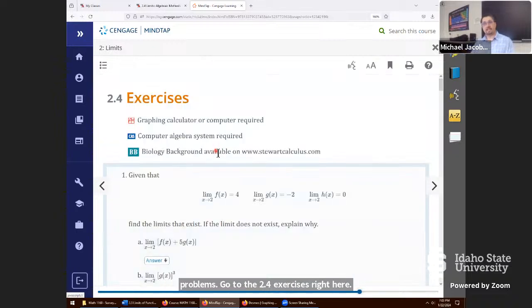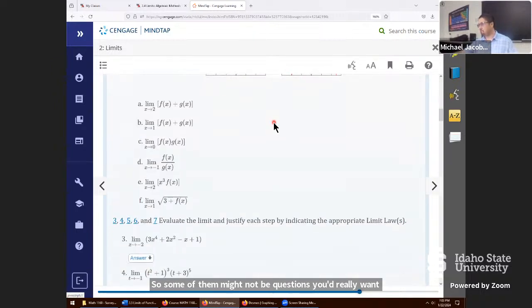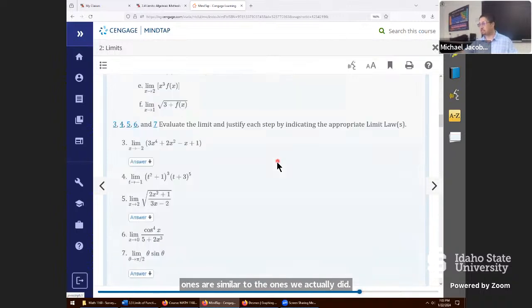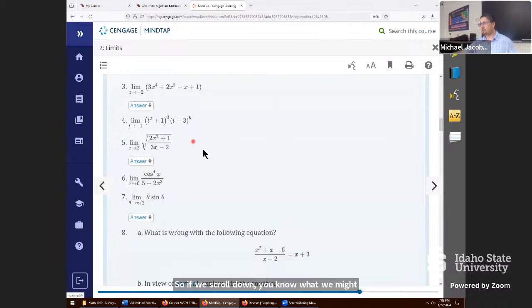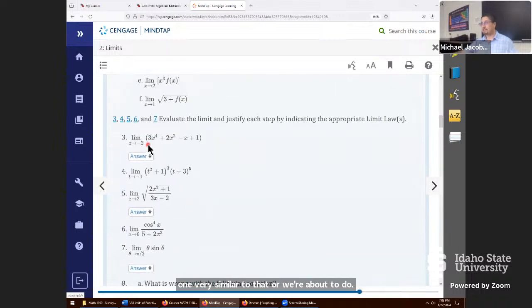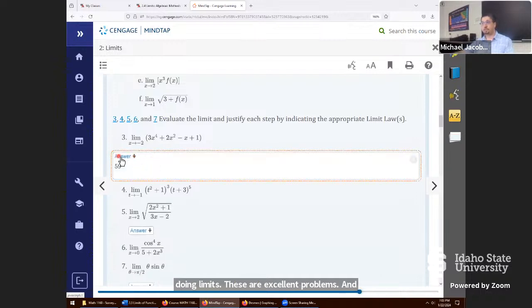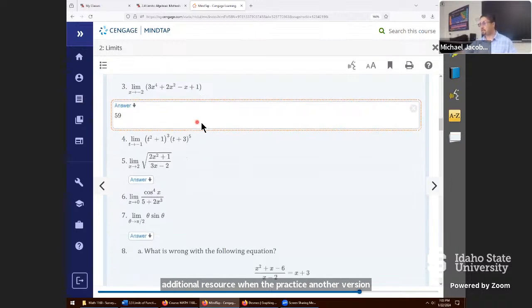Because it's an online text, this is actually a pretty great resource for studying additional problems. It's all of the problems in the text, so some of them might not be questions you'd really want to look at, but you'll be able to identify which ones are similar to the ones we actually did. If we scroll down, we might have done one very similar to that, or we're about to. But maybe you want to practice things like these, doing limits. These are excellent problems. And there are answers to the odd ones right down below that you can reference right away to get immediate feedback on whether you're on the right track. So this is an additional resource when Practice Another Version fails you in WebAssign. There's still plenty of problems in the book itself.